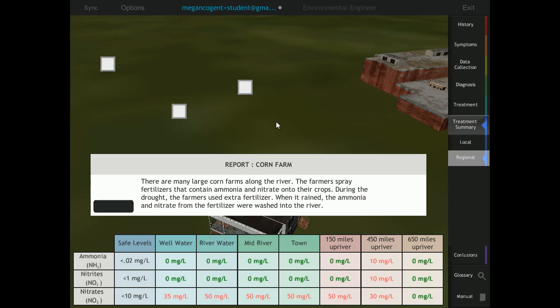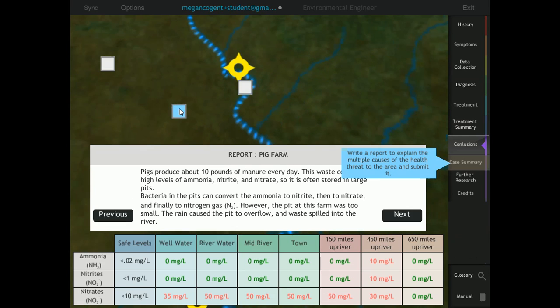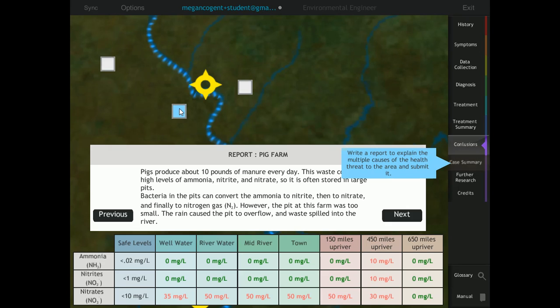Then we're going to take it a little step further, and we are going to travel up river even further. We're going to go up river actually 650 miles upriver. And we see there at about 450 miles upriver, we are seeing some high levels of ammonia, nitrites, and nitrates. So we're going to try to figure out what's going on up there as well. And that's what you're seeing here, these reports. So we have 3 different things going on that are causing these levels.